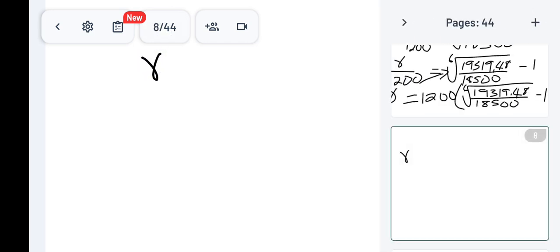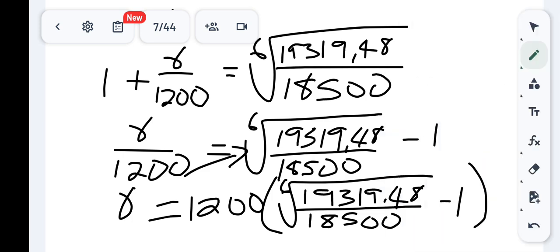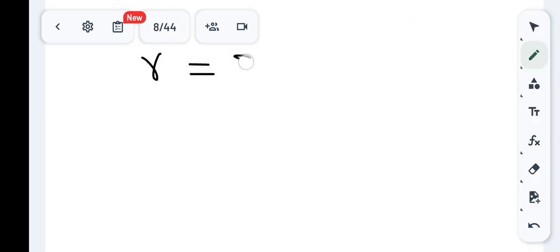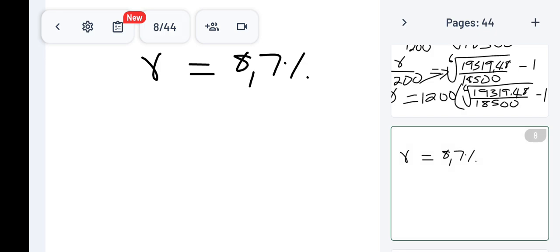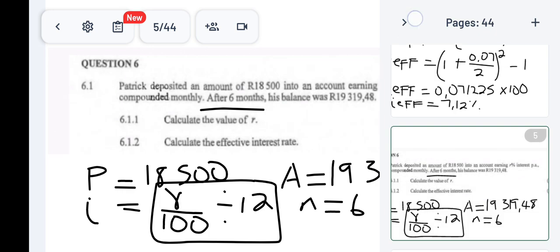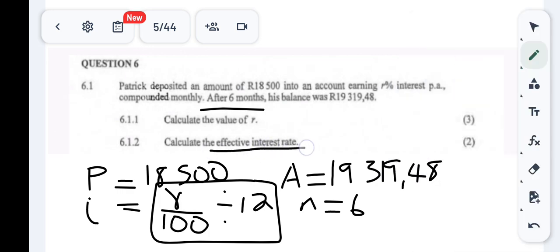Take your calculator, ensure that you press your calculator correctly. So 1,200 into the sixth root of 19,319.48 divided by 18,500, minus 1. This is equal to, and already this is given as a percentage, 8.7%, right? So it's 8.7%. So that is the value of r, and then calculate the effective interest rate.